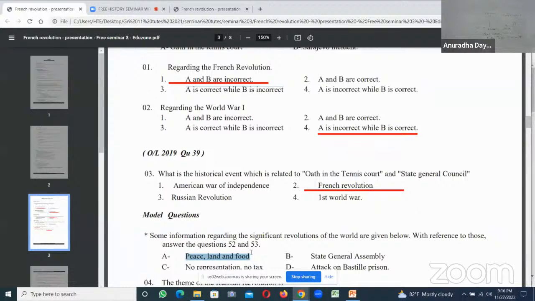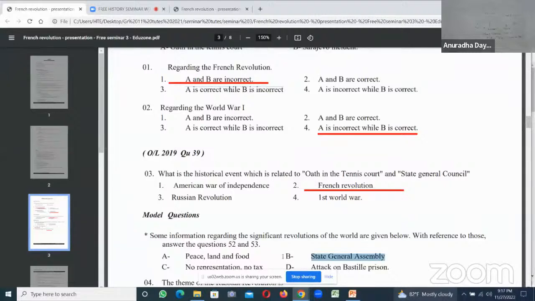So this is the slogan of the Russian Revolution. We know the Estates General assembly is related to the French Revolution. That was the council comprised of common people, nobles, priests, and other officials, that should be gathered when a king is taking a crucial decision. But from the time of King Louis XIV, this was not gathered.